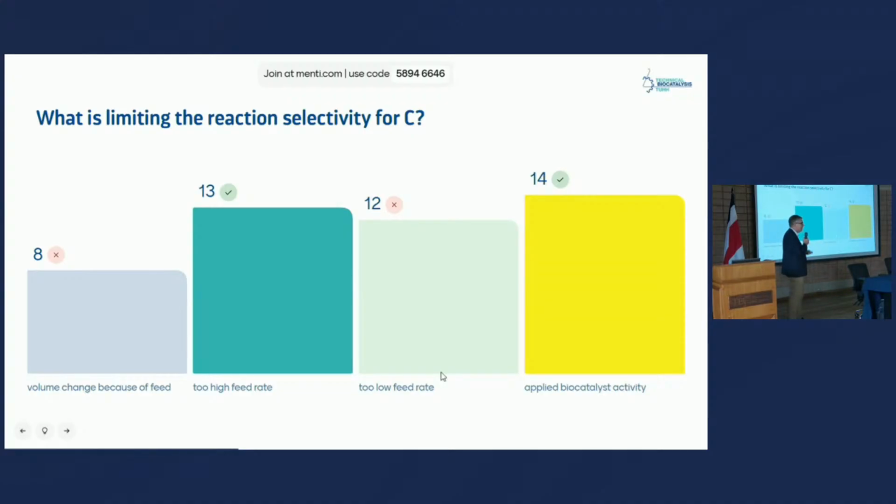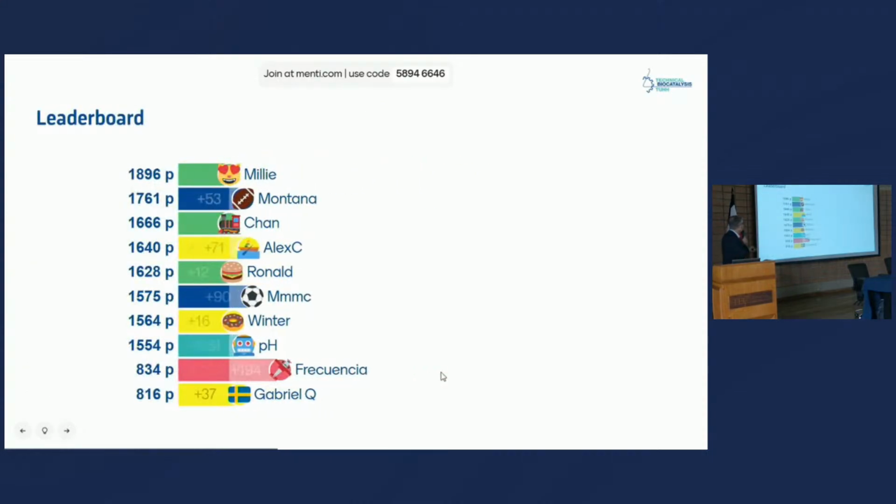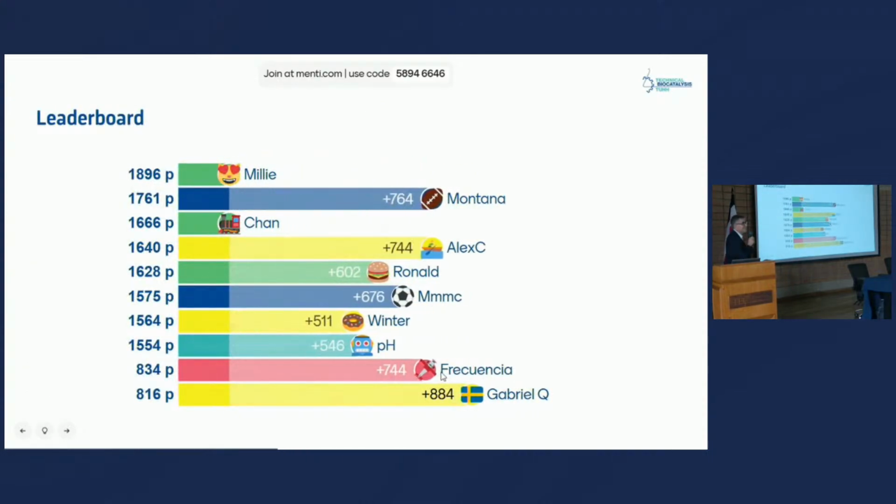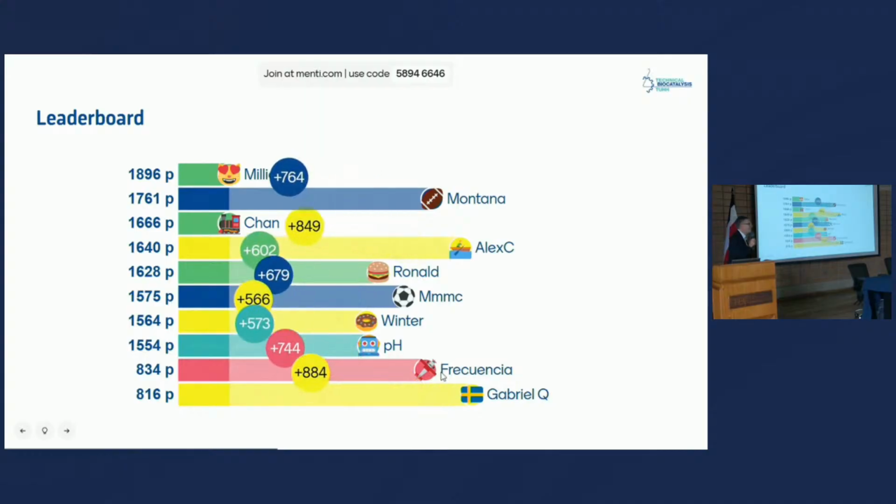And applied biocatalyst activity, yeah, we could also increase biocatalyst activity, but in our experiments where we had the given concentration of biocatalyst activity, the feed rate was too high. So let's take a look at the leaderboard, and then I explain to you the experiment in more detail. So let's see how Millie did and the others. You see, others also have chances.